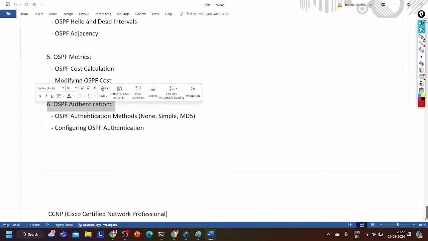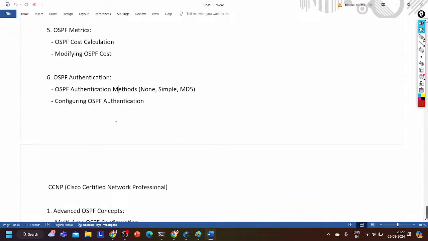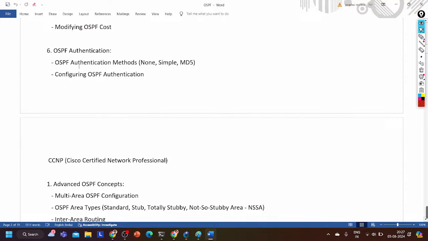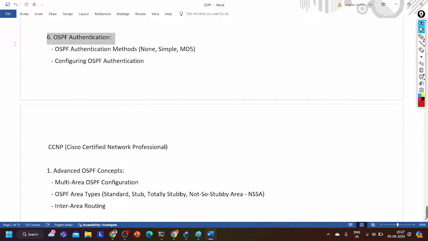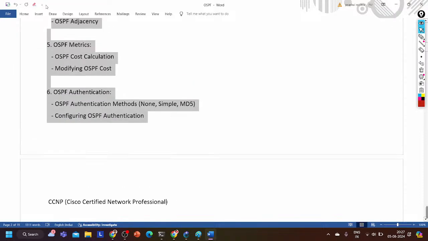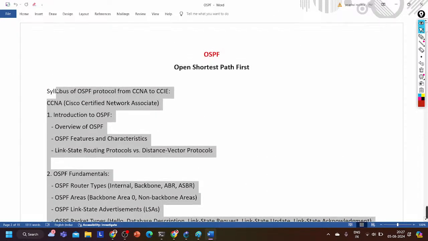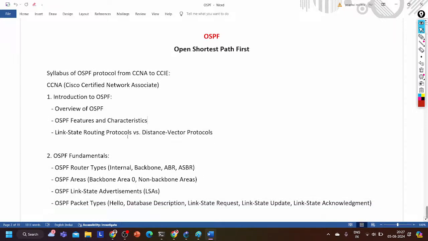Then authentication, how we can secure the OSPF routing protocol, right? So as I told you, we'll discuss security, meaning authentication configuration of each routing protocol, in the security part. So here also we will not discuss the authentication, but you can see this is part of CCNA. So all these basic points are part of the CCNA syllabus, right?